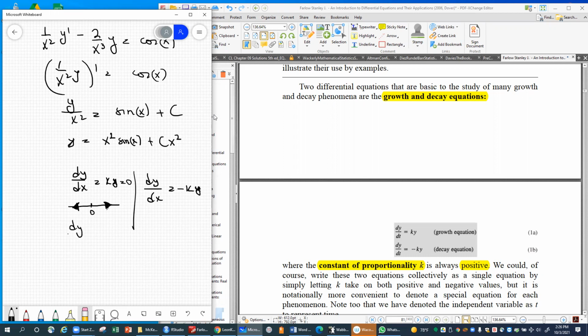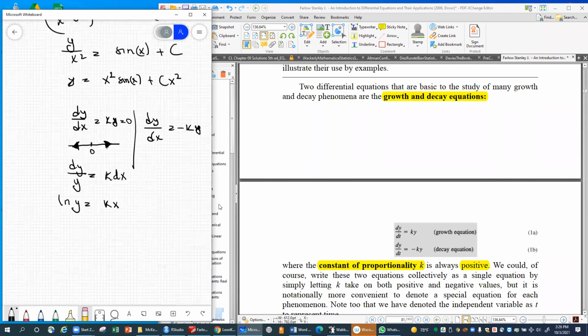To solve it is very easy. Separation of variables: divide by y, multiply by dx. You get this, right? So it's log y equal to kx, and then you just add a constant, call it c1. And then you have y equal to e^(kx + c1), but when you break it apart, e^(c1) and e^(kx), just call it c2, and it's c2 e^(kx).